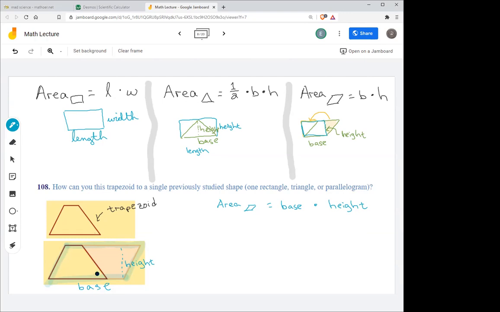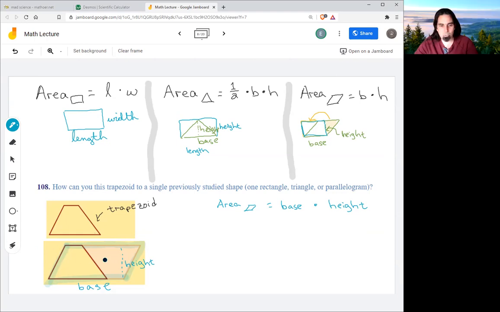Would it be 2 times too big? Yeah, it's twice as big because I photocopied it, right? There's the other copy. So if I want to find the actual area for my trapezoid, then that's going to be "base" times height divided by 2.